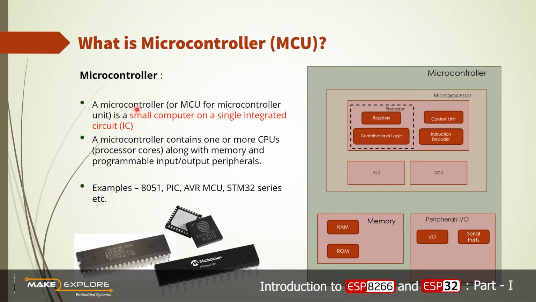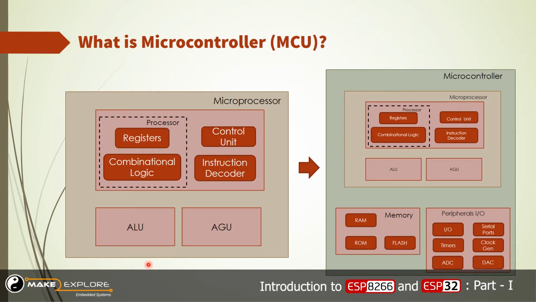So a microcontroller contains one or more CPUs along with programmable IO peripherals and on-chip memory. Examples of microcontrollers are the very popular 8051 microcontroller, PIC series, AVR, and STM32 series, etc. You can see them here. Let's see an example of a microcontroller.